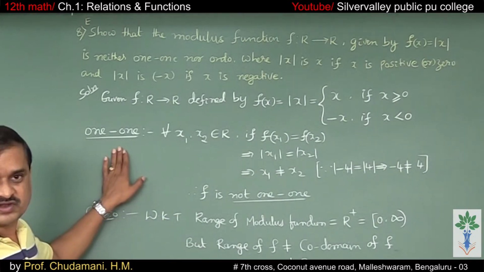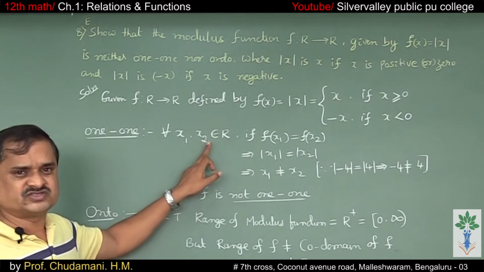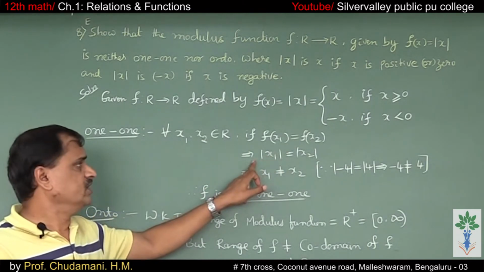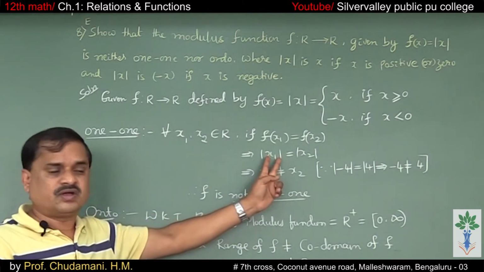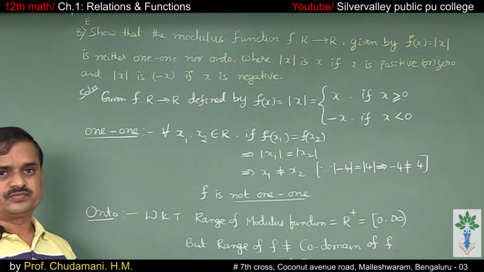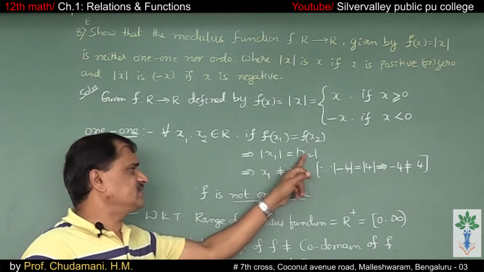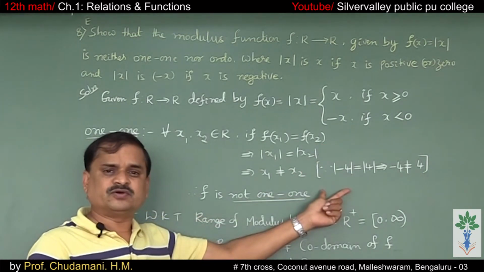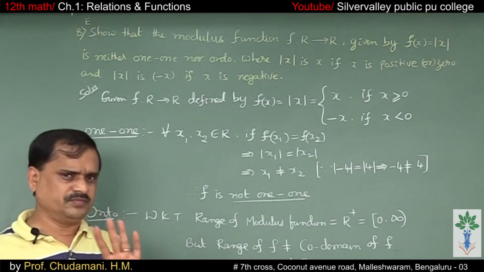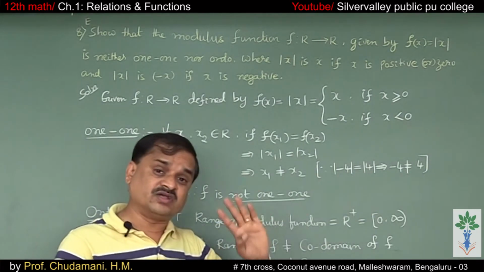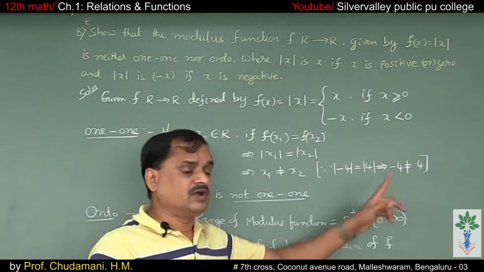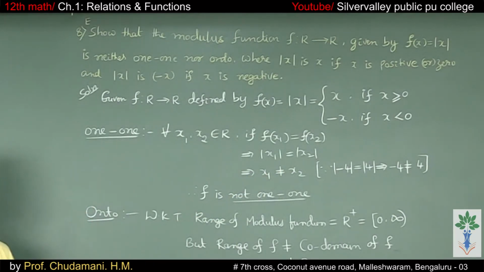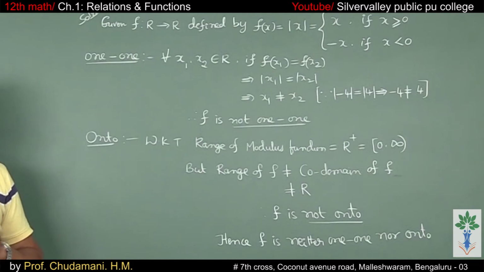Let us verify 1-1 function. For all x1, x2 belongs to real numbers, if f of x1 equals f of x2 implies modulus of x1 equals modulus of x2. This does not imply x1 and x2 are equal. Why? Because take modulus of minus 4. Modulus of minus 4 is 4, you know. Modulus of plus 4 is also 4. But minus 4 and plus 4 are not equal. That's why x1 and x2 are not equal. Hence, f is not 1-1. Modulus function is not 1-1.